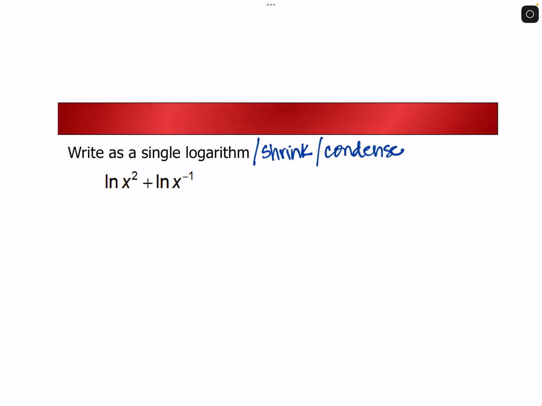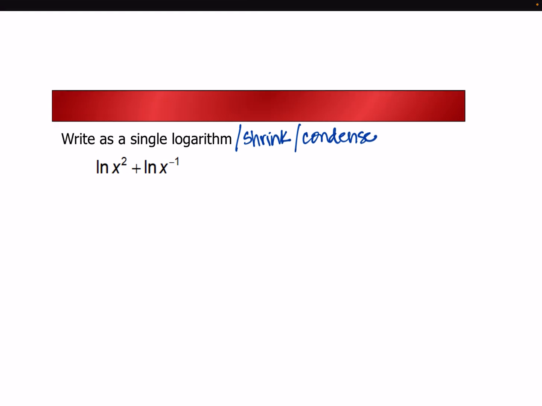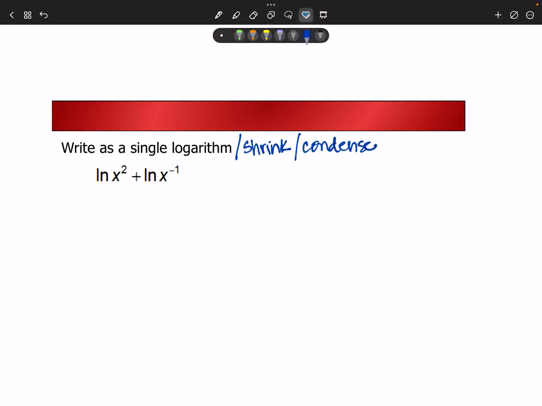So natural log of x squared plus natural log of x to the negative 1, those both have the same base. That base is a base e. Sometimes I just write that base there so I'm reminded until I get used to it. So I'm going to be able to write this as one natural logarithm. I've got an argument with a positive log, and I have another argument with a positive log. So I'm going to use the product rule, and take those two arguments and multiply them together: x squared times x to the negative 1.